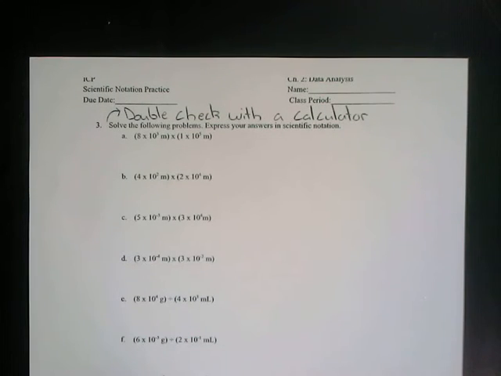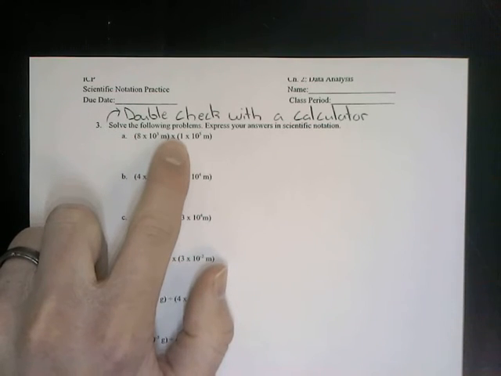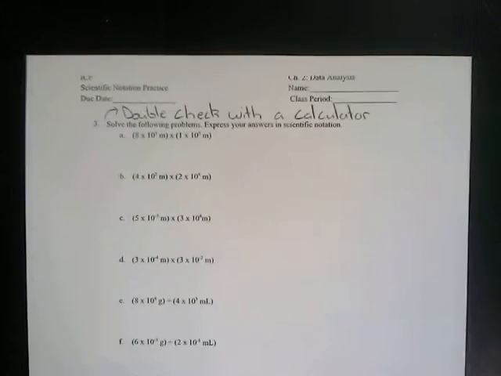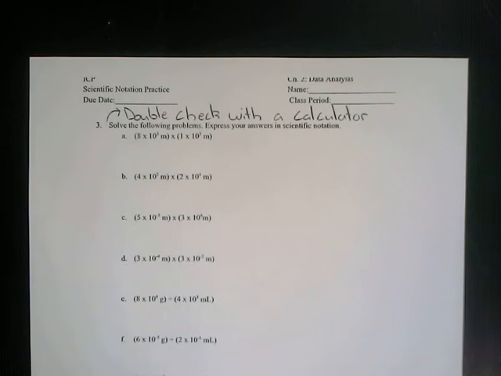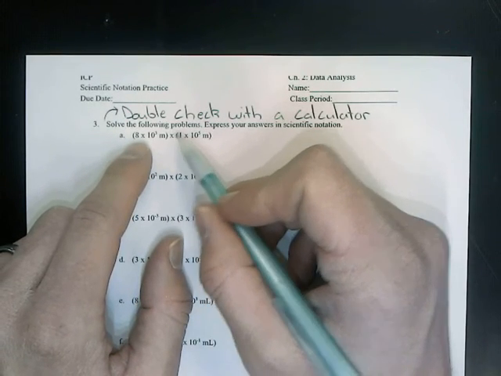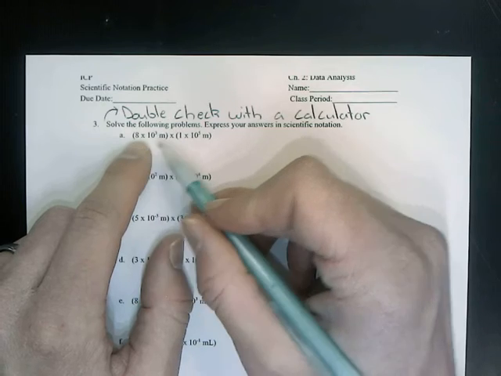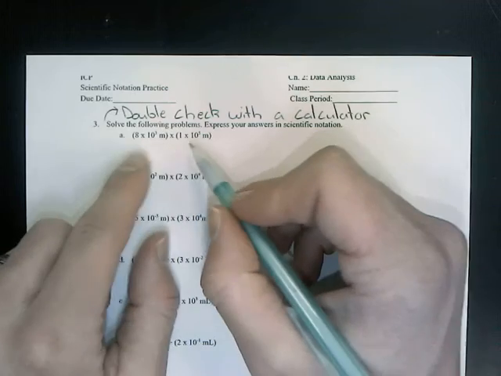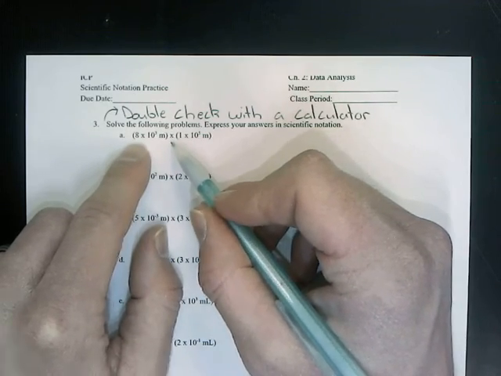Okay, so rules for multiplying and dividing. You multiply the coefficients or the numbers out in front, and then you add the exponents. So we don't even really need a calculator unless our numbers are outrageous there. But whatever we do, you either multiply or divide the coefficients. Problem 3a says 8 times 10 to the 3rd meters times 1 times 10 to the 5th meters. So we multiply the coefficients. So 8 times 1 is 8.